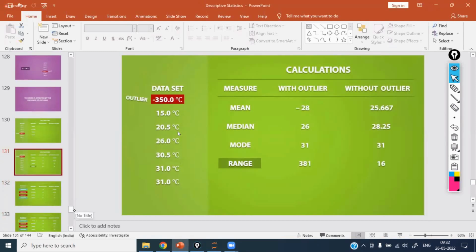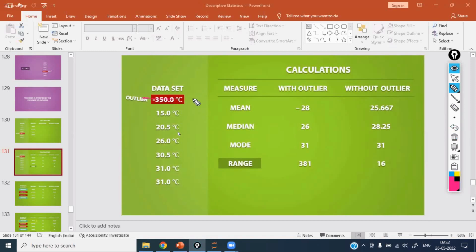Including the outlier, the mean is minus 28. For the median, there are 7 data points, 1, 2, 3, 4, 5, 6, 7, so the center is 26. The mode is the most repeated, 31. The range is maximum minus minimum. The maximum is 31, and 31 minus minus 350 is 31 plus 350, which is 381. The range is 381.